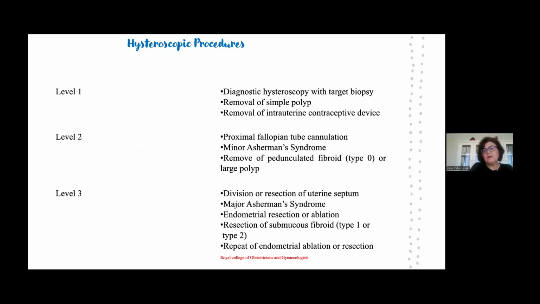Level 1: diagnostic hysteroscopy with target biopsy, removal of simple polyp, removal of intrauterine contraceptive device. Level 2: proximal fallopian tube cannulation, minor Asherman syndrome, removal of pedunculated fibroid type 0, large polyp. Level 3: division or resection of uterine septum, major Asherman syndrome, endometrial resection or ablation, resection of submucous fibroid type 1 or type 2, repeat endometrial ablation or resection.